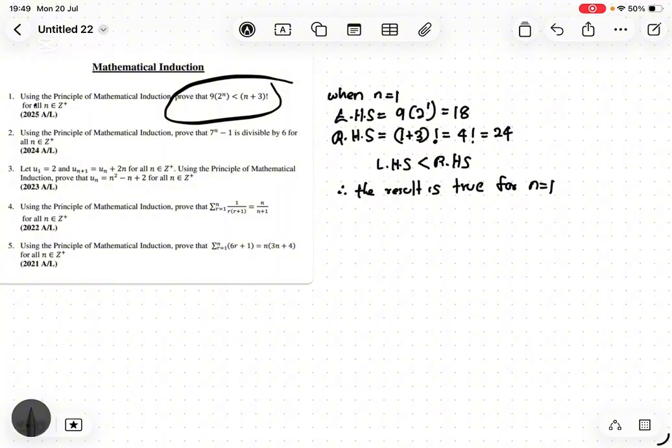Right? So when we are proving an inequality, what you have to do is take the left hand side separately, right hand side separately, and then you can show that the left hand side is less than the right hand side. Then that result holds for that particular value, n equals 1, let's say, right? So I took n equals 1 here.